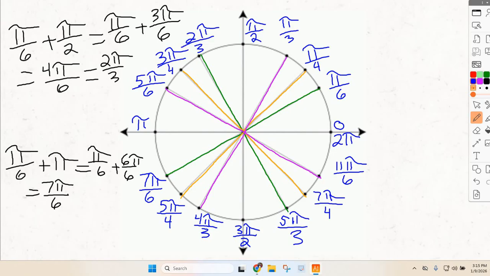We're getting closer and closer to 2. So notice that we're getting closer and closer to double the bottom, but it is 1 away.